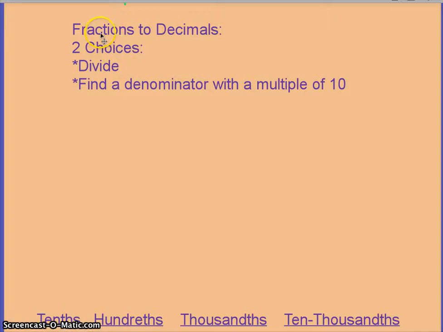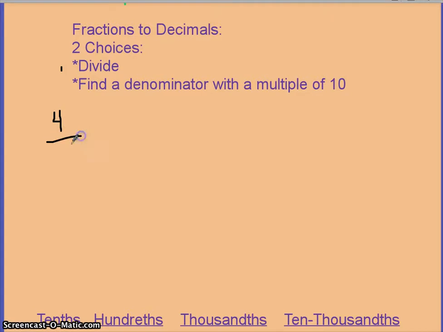So your two choices to change a fraction into a decimal is to just divide or to find a denominator with a multiple of 10. A denominator with a multiple of 10 means that it's either 10, 100, 1,000, 10,000, so on and so forth. Something that you know is your place value. And we have place values down here. We're going to talk about them in a sec. Okay, so let's start with option 1, divide.